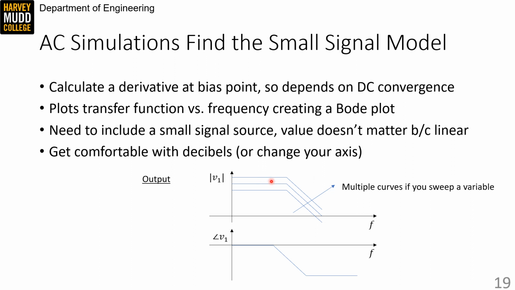So you can set your input source to whatever's convenient. That's usually either the actual size of your input or just a volt. By setting it to 1 volt, the nice thing is that this plot will just tell you the gain from your input to your measured variable.